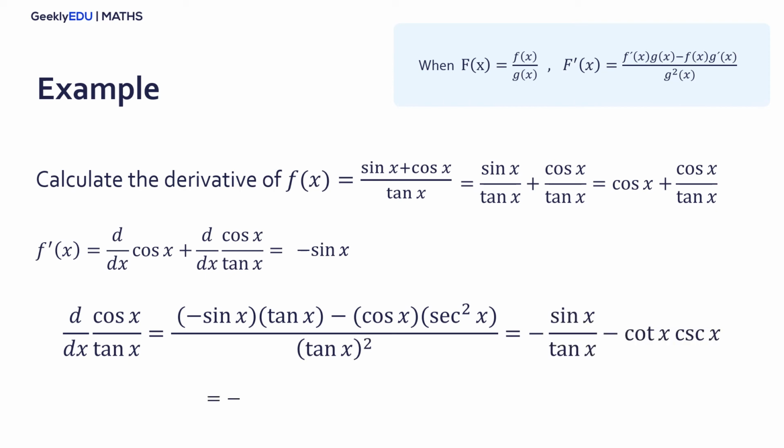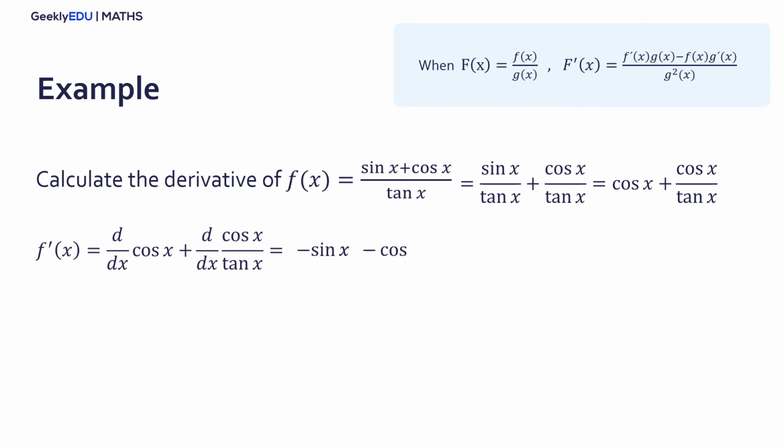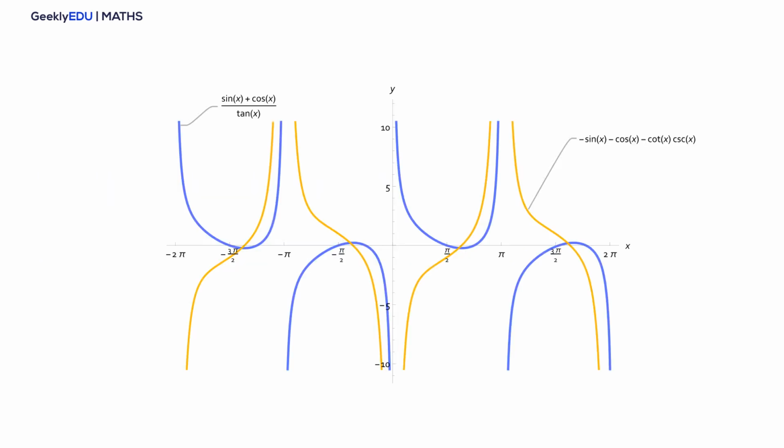Simplifying this expression by using trigonometric identities, we have that the derivative of this quotient is minus cosine of x minus cotangent of x cosecant of x. Therefore, the derivative of the function sine of x plus cosine of x divided by tangent is minus sine of x minus cosine of x minus cotangent of x cosecant of x. The graphical representation of the exercise is shown, being the blue line the function sine of x plus cosine of x divided by tangent, and the orange line its derivative.